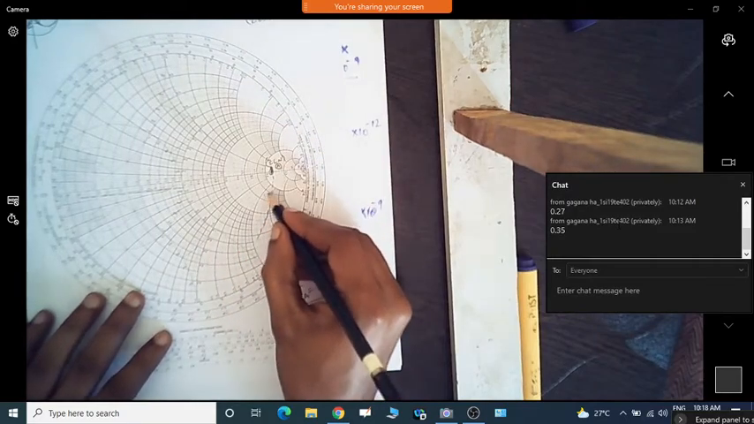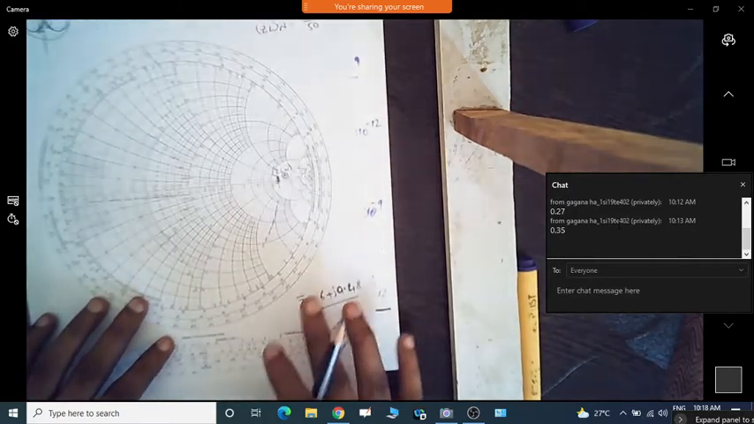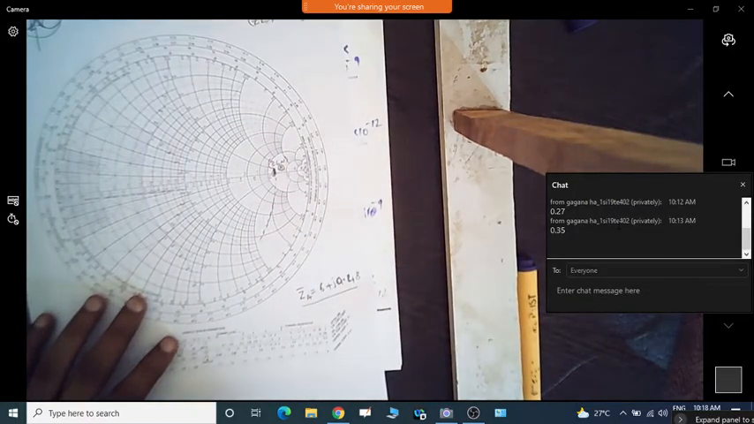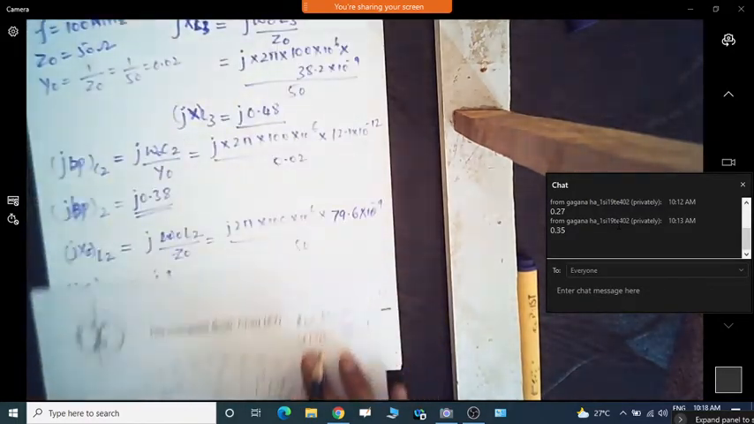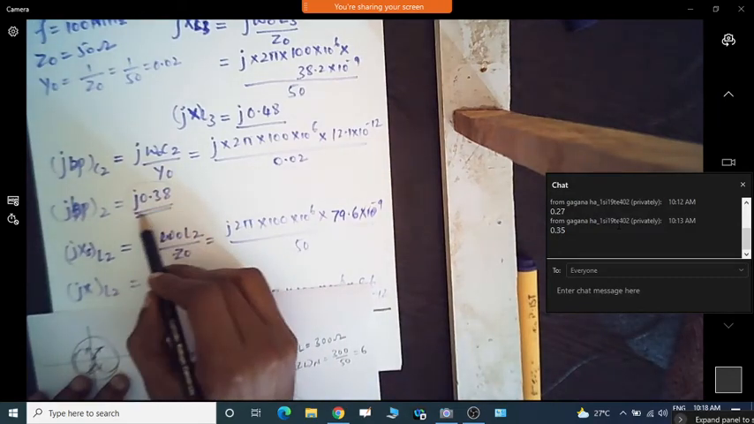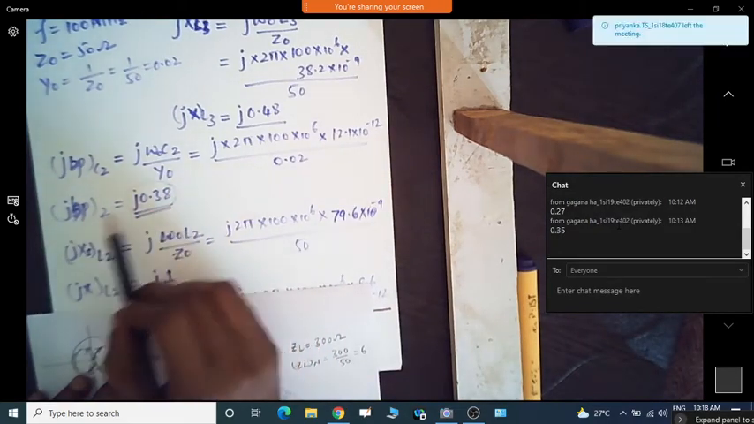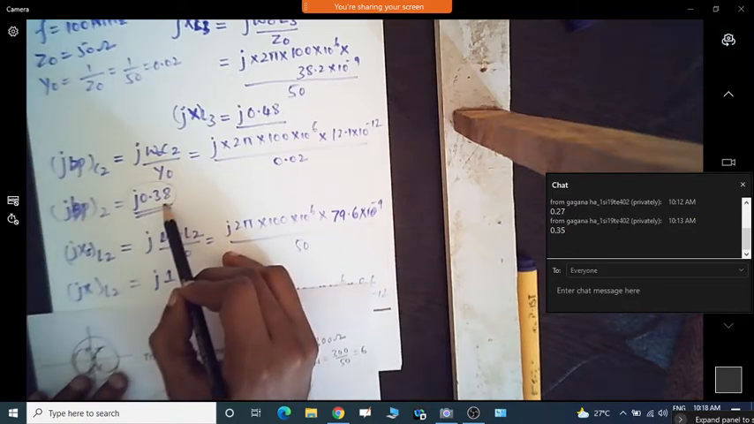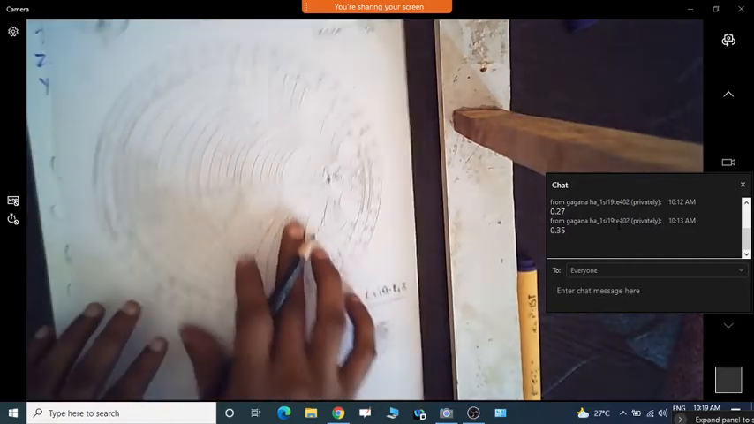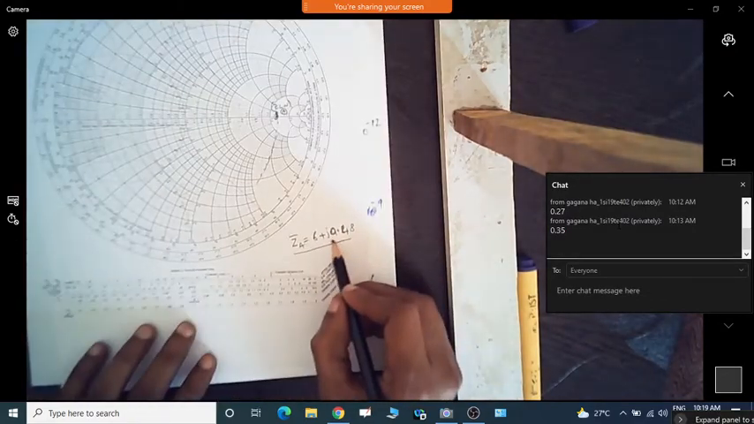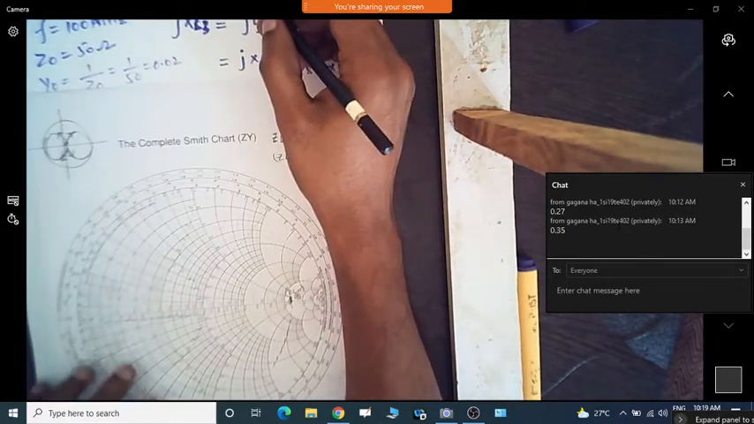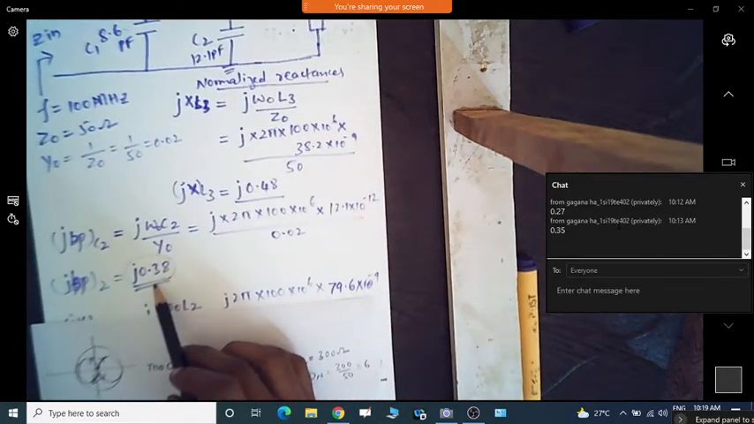So parallel to the conductance circle, I am drawing the conductance circle, and we need to add the susceptance offered by the capacitor C2, which is 0.38. So we need to add the susceptance offered by it, which is 0.38.